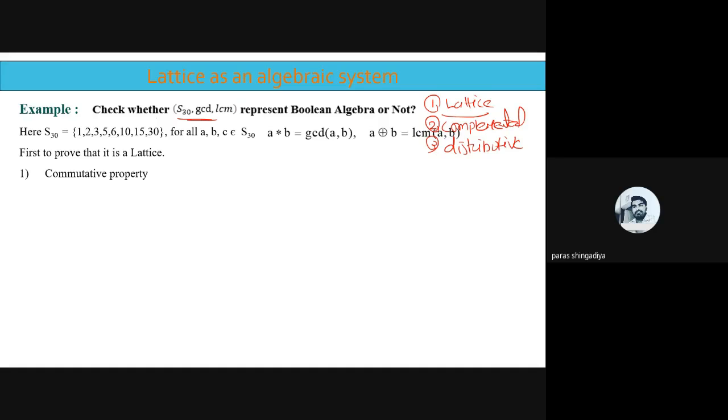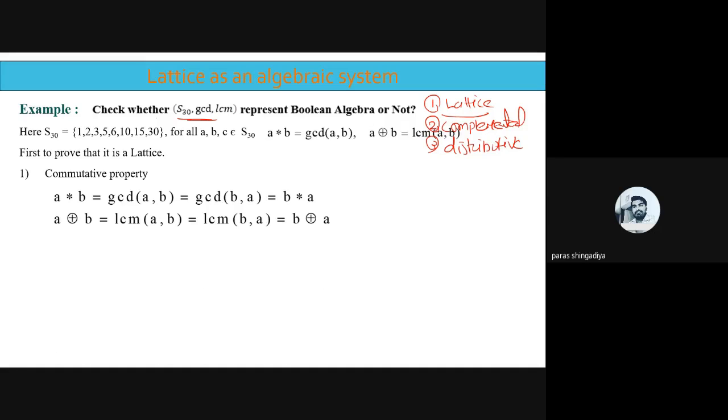So the first property to prove the lattice is commutative, and in commutative we have a star b should equal b star a, and a ring sum b should equal b ring sum a. So a star b is equal to the GCD of a and b, because star means GCD. Consider any two numbers from S30: GCD of a, b is the same as GCD of b, a. Let us take two numbers, 2 and 3. GCD of 2 and 3 is equal to 1. And what is the GCD of 3 and 2? If you interchange these two values, the answer will always be the same.